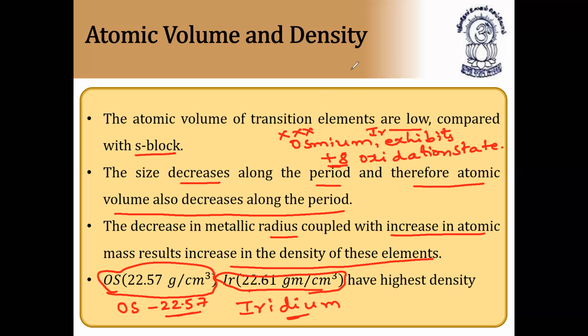So why do d block elements have more density than s block elements? As the atomic size decreases along the period, atomic volume also decreases along the period. The decrease in metallic radius coupled with an increase in atomic mass results in the increase in the density of these elements. So these elements are denser than s block and p block elements. That's why d block elements have the highest density. The highest density elements in the whole periodic table are osmium and iridium.